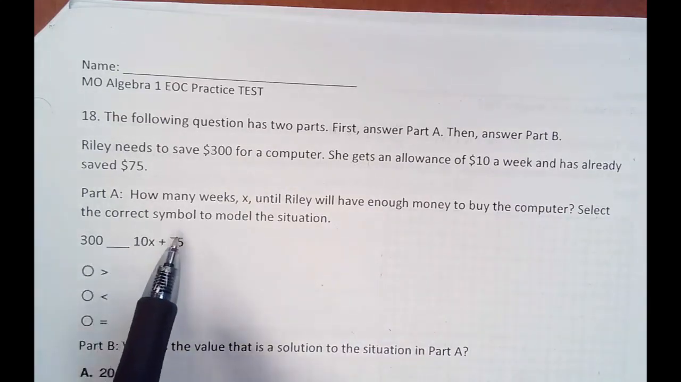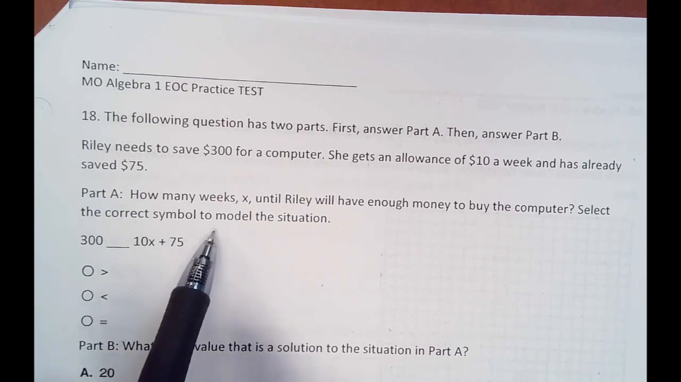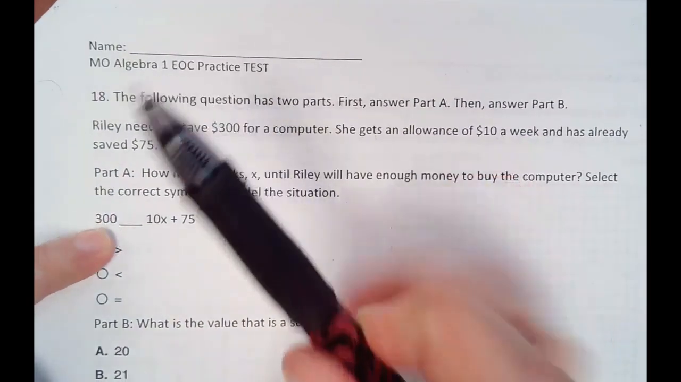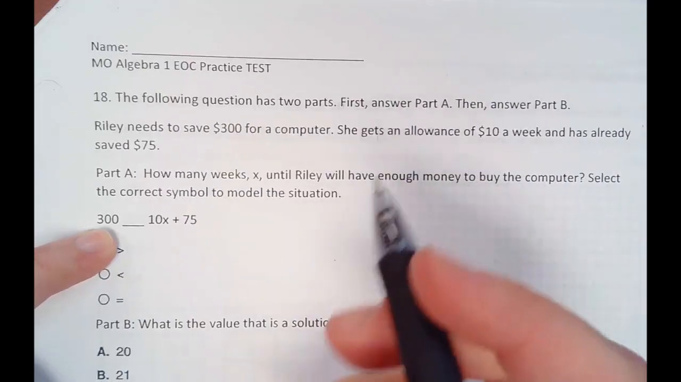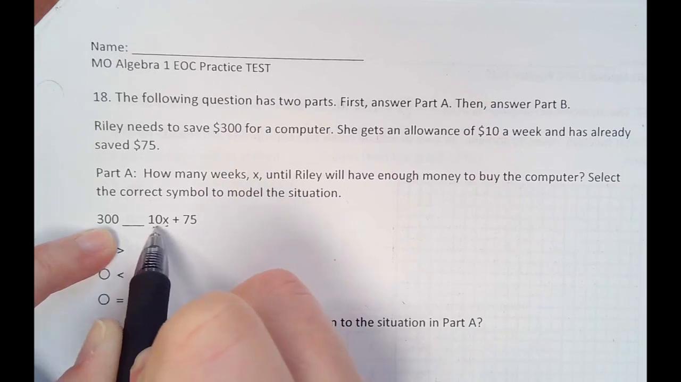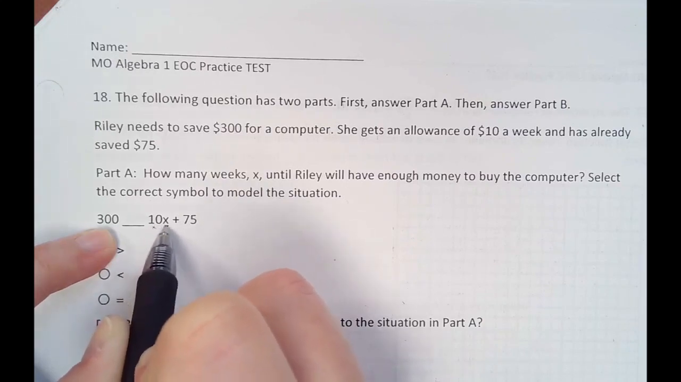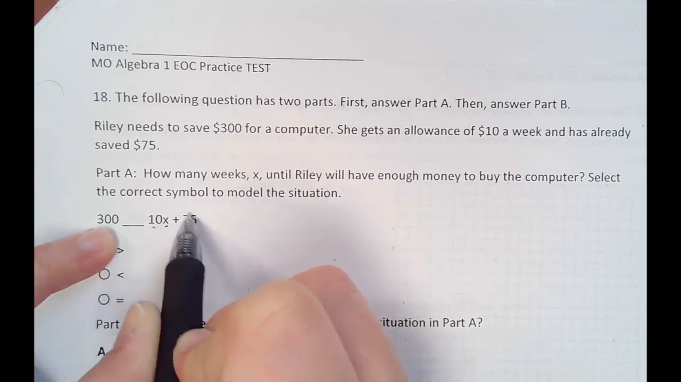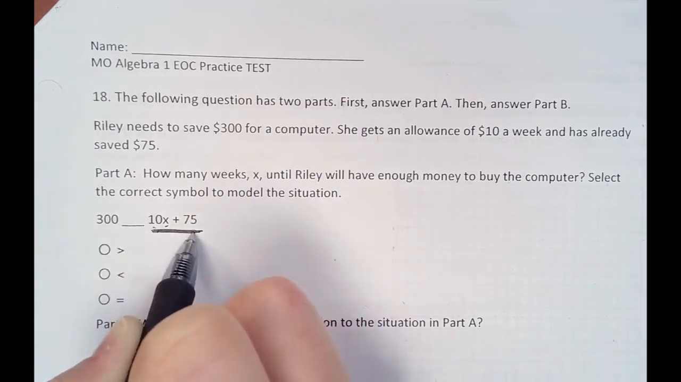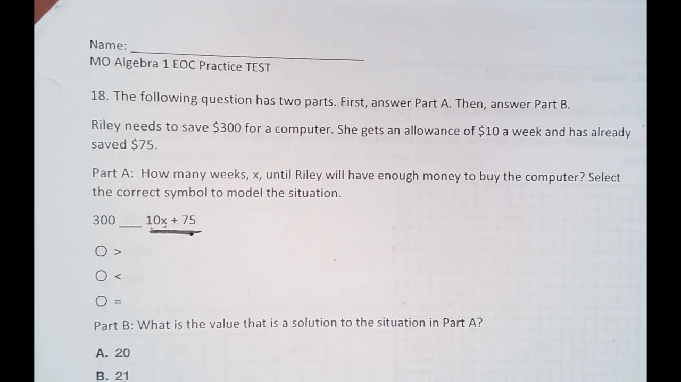Select the correct symbol to model the situation. So she needs to have $300 in order to buy that computer. So 10x, that's $10 a week, so 10 times however many weeks, plus the 75 she's already saved. Whatever this is has to be more than 300 because that computer costs 300.